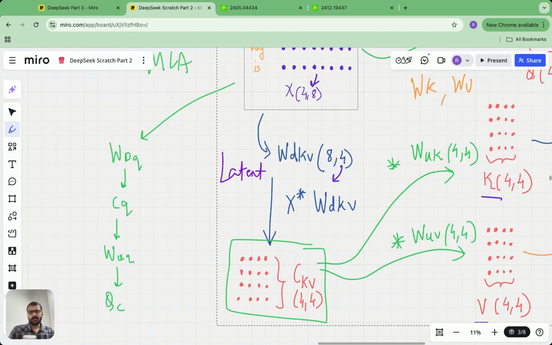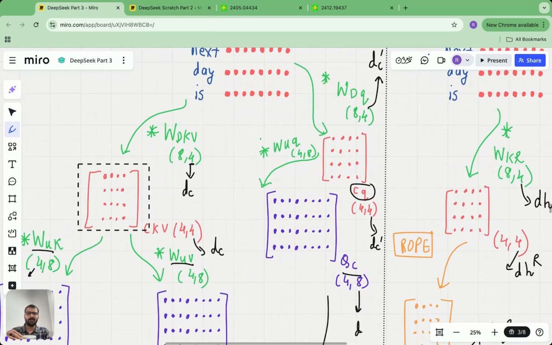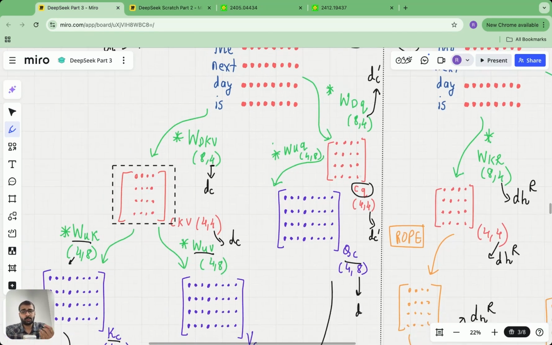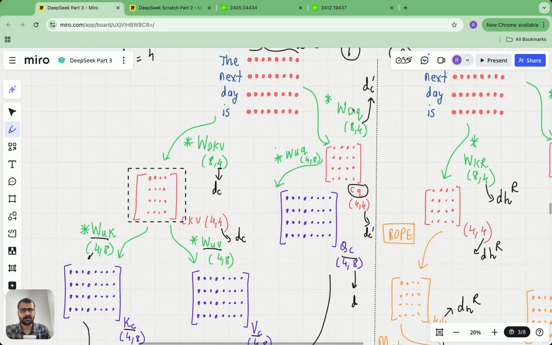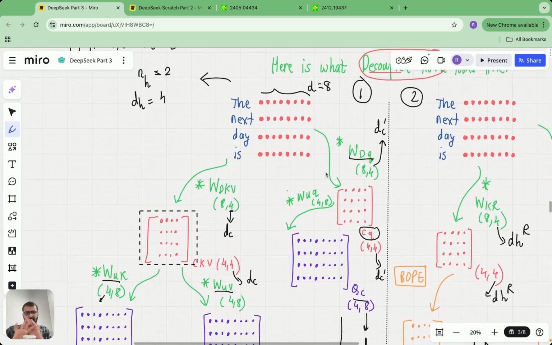DeepSeek mention in their paper that this saves the activation memory during the training time. So it turns out that down projecting the queries matrix into a smaller matrix reduces the activation memory requirements during training time, and it also seems to lead to better performance. So there are two additional matrices, WDQ and WUQ. And this gives me my KC, VC, and QC. Rotary positional encoding is not applied here. That's part number one on the left hand side.